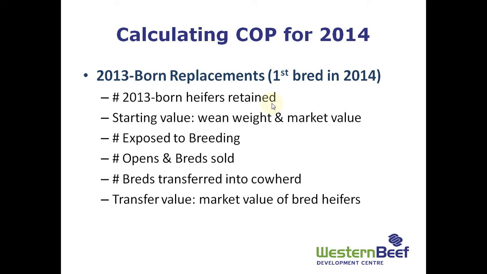How many of them were exposed to breeding? In the fall, how many of them were open and how many of them were bred? And then if you had to sell some opens, what were the revenues received? And then eventually, how many bred heifers transferred into the cow herd in fall of 2014 in order to have their first calf in 2015? And the ones that are transferring into the cow herd, in order to generate a revenue source for the replacement enterprise, you'll have to come up with a market value for those bred heifers. So essentially, what could you have sold them for off the farm?